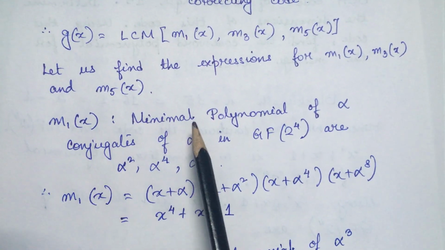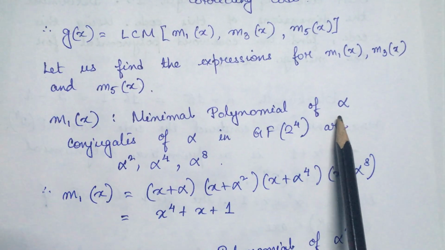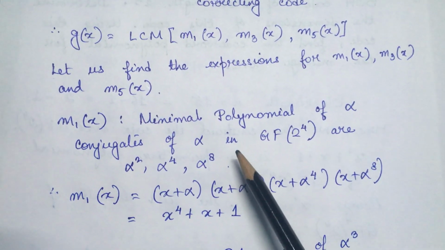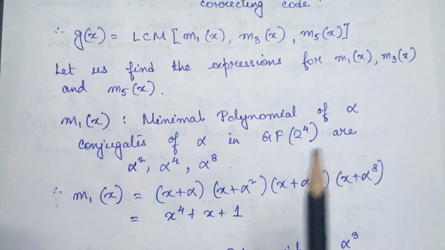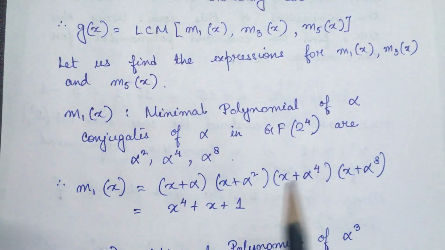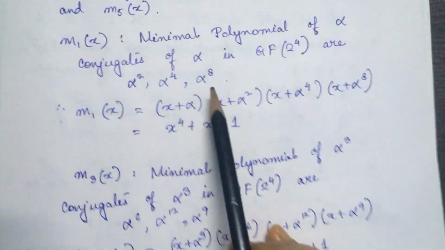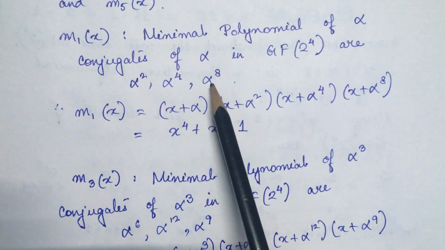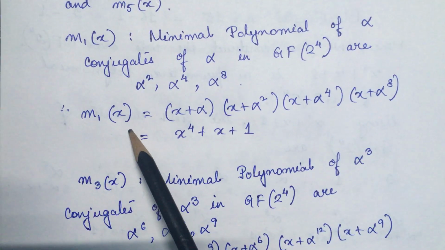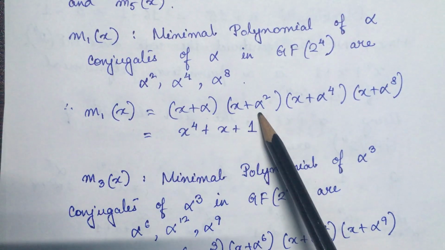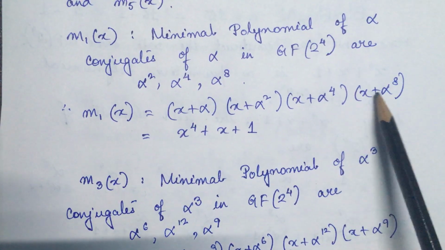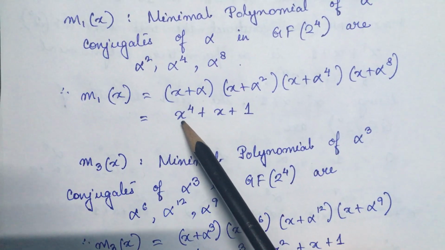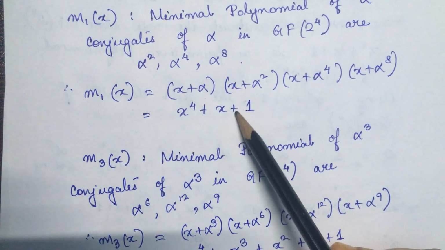Now m1x is the minimal polynomial corresponding to alpha. In order to find out the minimal polynomial, we first need to determine the conjugates of alpha, and the set of conjugates are the roots of the minimal polynomial of alpha. So the conjugates of alpha in GF 2 to the power 4 are alpha square, alpha to the power 4, and alpha to the power 8. So m1x becomes x plus alpha into x plus alpha square into x plus alpha to the power 4 into x plus alpha to the power 8, and that can be simplified as x to the power 4 plus x plus 1.